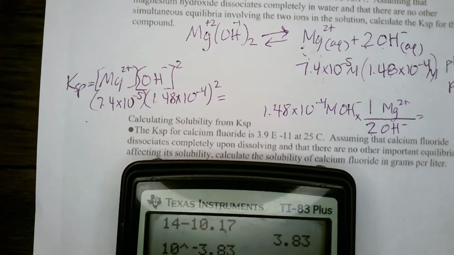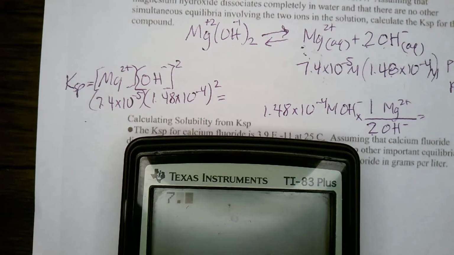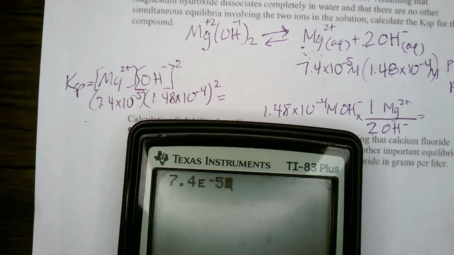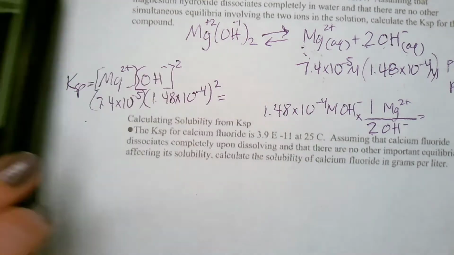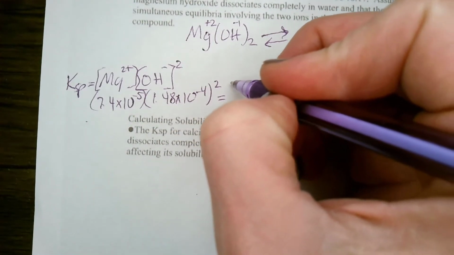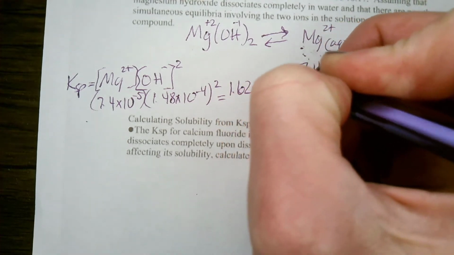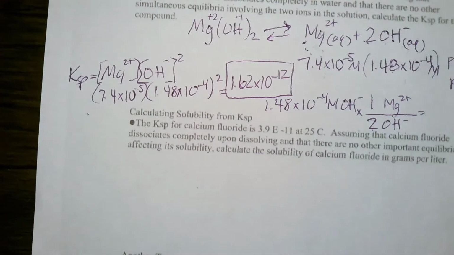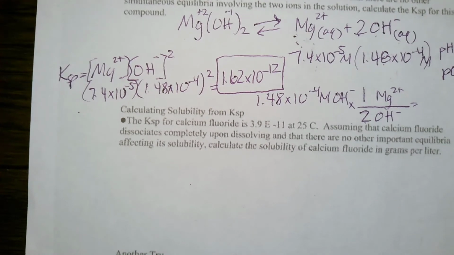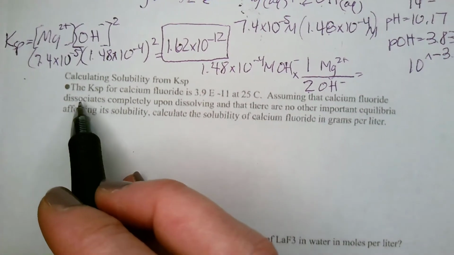Let's see what we get here. 7.4 times 10 to the negative 5th times 1.48 times 10 to the negative 4th, and we're going to square that. Go back here, put this in parentheses. We should get 1.62 times 10 to the negative 12th for our Ksp. Again, there's no units for that. Molarity cancels out.